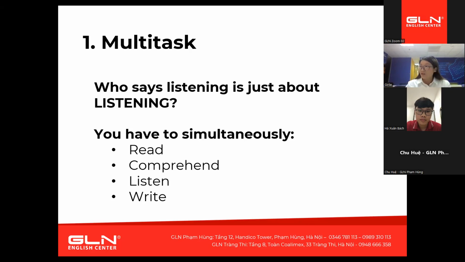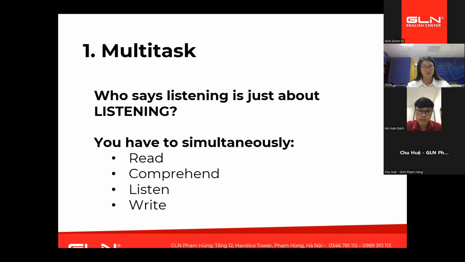So you are doing actually four things at the same time. Basically, you read, you comprehend, you listen, and you write at the same time when you are doing listening. So how can you improve your score? Multitask. You have to train yourself to multitask. Take note. In listening, your ears are not the only ones working. Your brain, your hands, and of course your ears, they all work together. So you have to multitask in the IELTS listening.